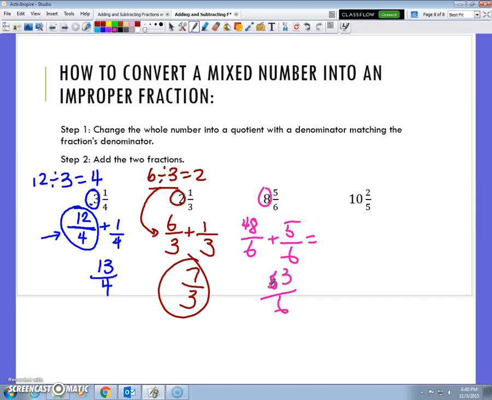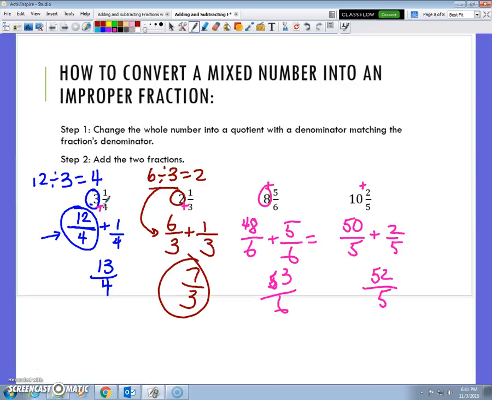Okay. And finally, 10 and 2/5. If I want to add my 2/5 to 10, I need to think of something divided by 5 that will equal 10. 50. Therefore, I know that 52/5 is my improper fraction. So when I say 10 and 2/5, or 8 and 5/6, or 2 and 1/3, or 3 and 1/4, I'm really just adding two fractions that are different.